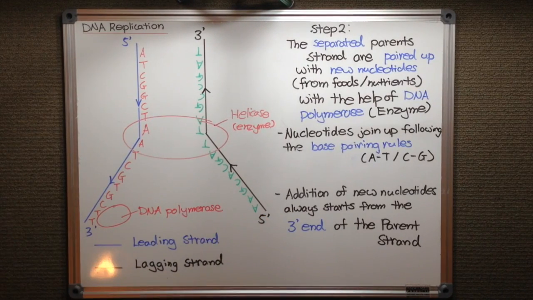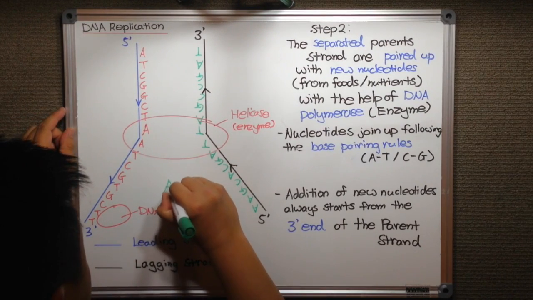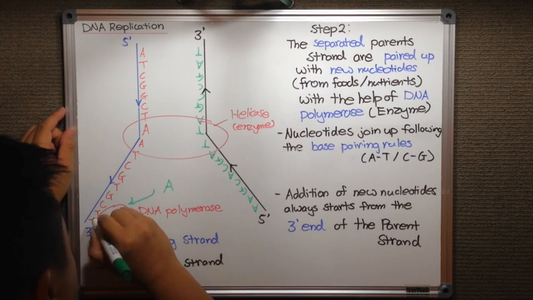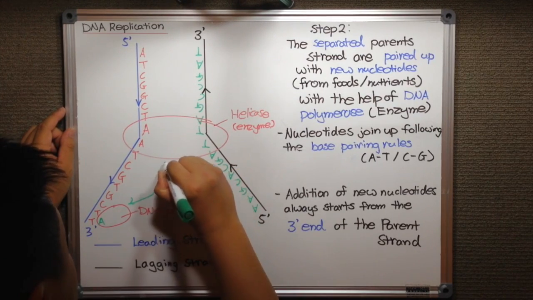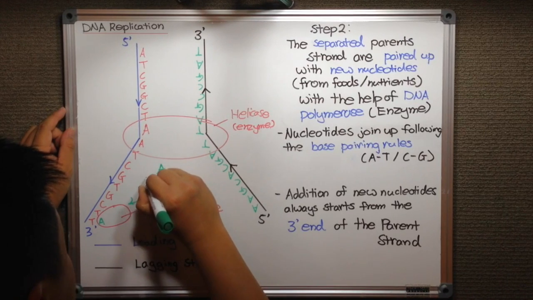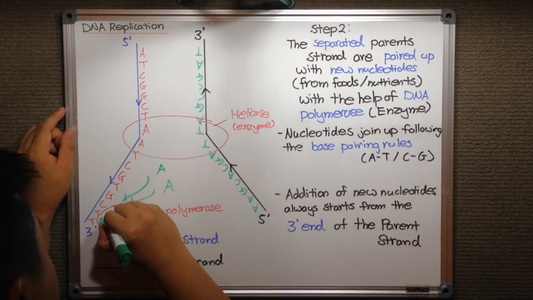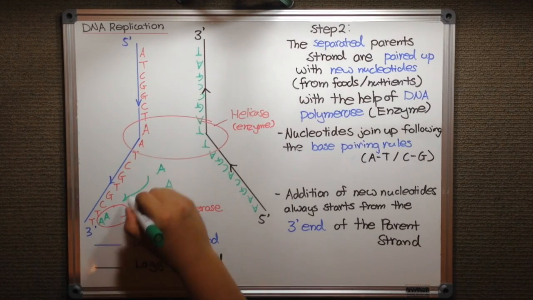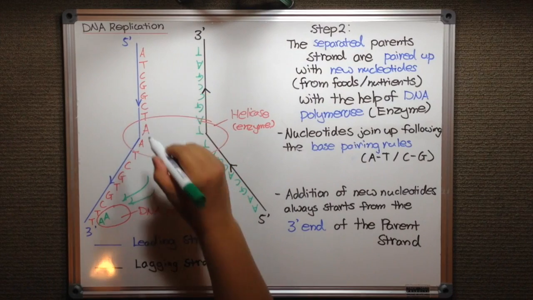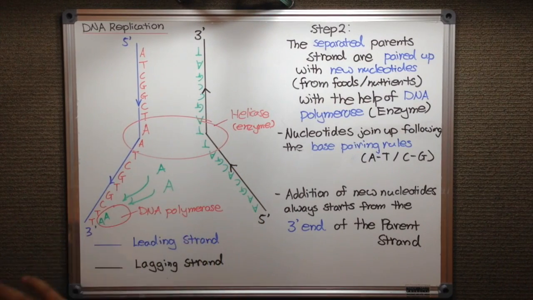So what is going to happen? Well, we get new nucleotides. For example, we need A. Okay, so A will come into here and join up over here. For example, another A is going to come in here again. The DNA polymerase is going to join it up together. So DNA polymerase is going to run along the parent strand to add new nucleotides to the parent strands.